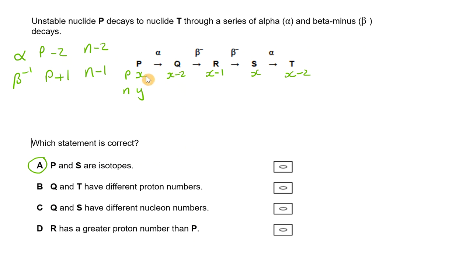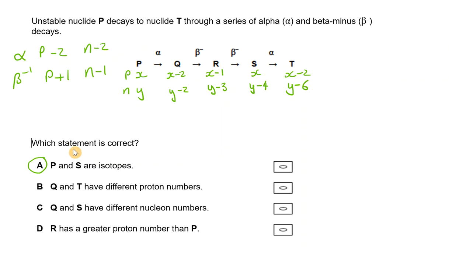Let's do the same with the number of neutrons. Alpha decay will reduce the number of neutrons by 2. Beta decay will make it reduce by another 1, so 3 less than the starting number. Another beta decay will reduce the number by 1 again, and finally another alpha decay, and we'll end up with 6 fewer neutrons than we started with.